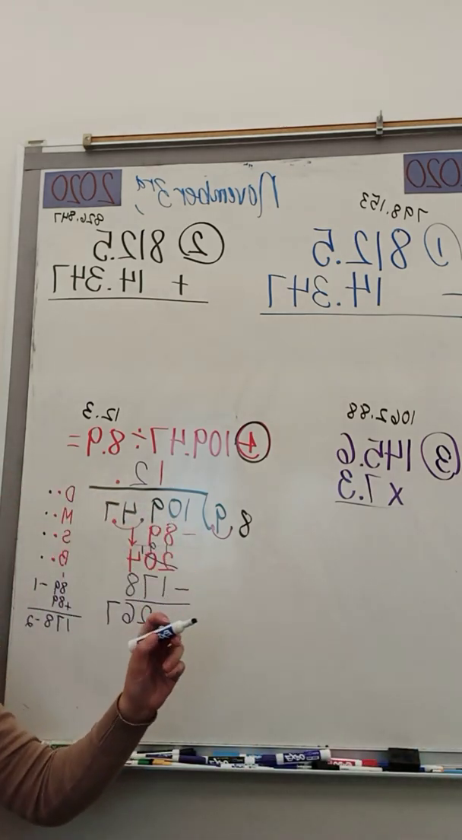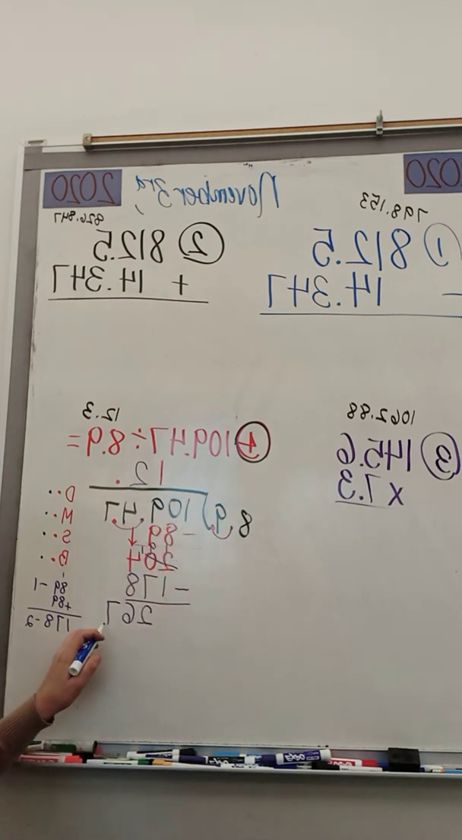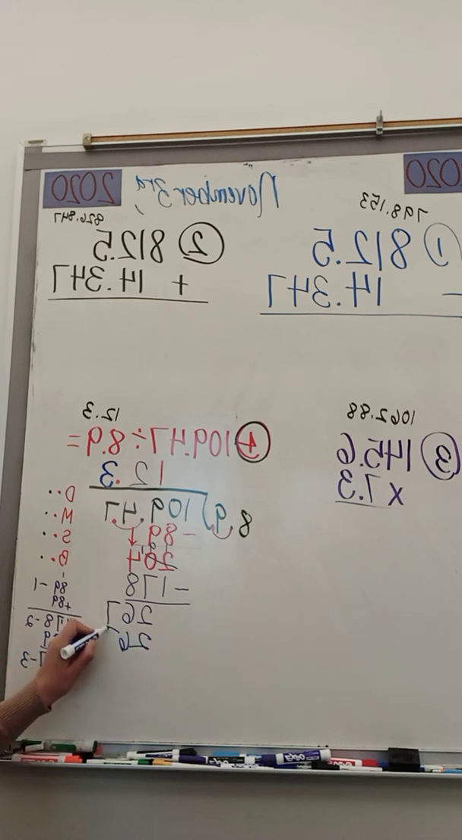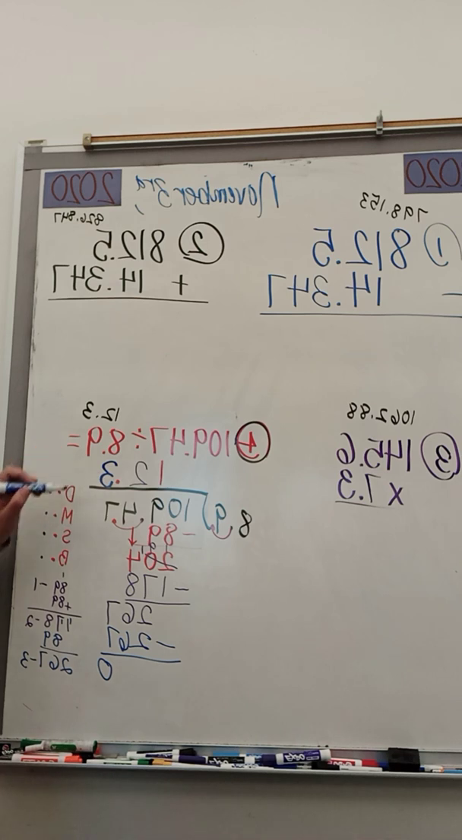Okay, now how many 89s are in 267? Well, 2 of them are 178. I'm going to add another one to it to see if I can get 3. 8 plus 9 is 17. 8 plus 8 is 16. Oh, that's exactly 267. 3 groups of 89 is exactly 267. I have nothing left over. So my answer is 12.3.